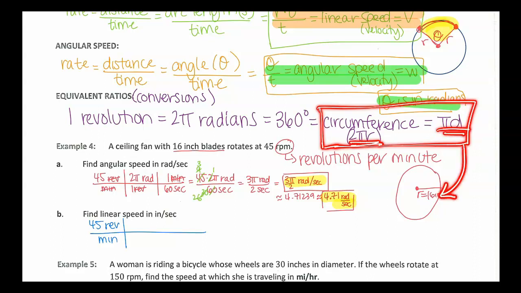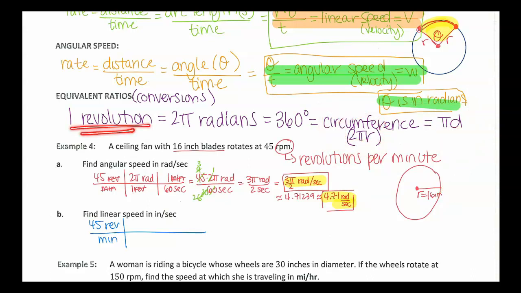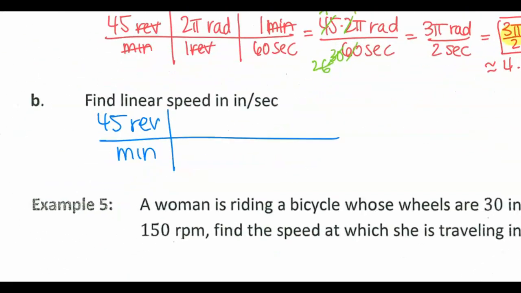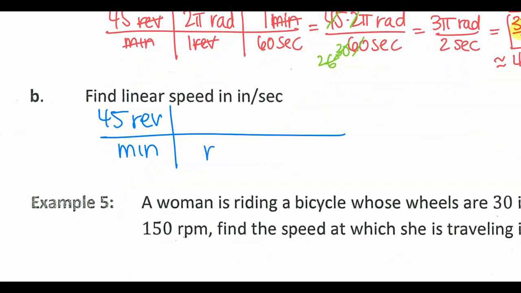Since we have radius in our problem, let's go ahead and use 2 pi r because 1 revolution is the same as 2 pi radians, 1 revolution is the same as 360, 1 revolution is the same as 2 pi r, which is the circumference, and 1 revolution is the same as pi d. Since all of these are equivalent to each other, we're just going to take that 2 pi r and substitute it in. The radius we already know is 16 inches. So we're going to have 1 revolution and 2 pi r inches for my circumference.